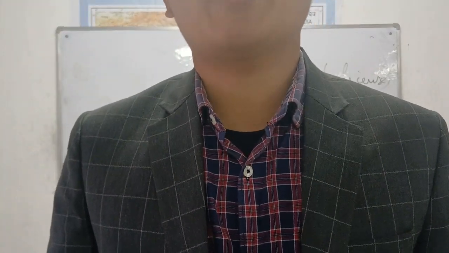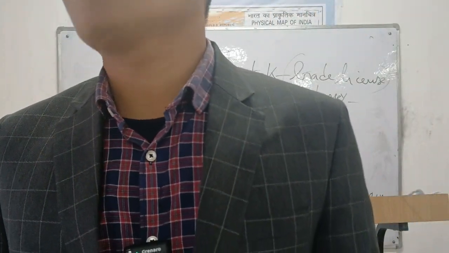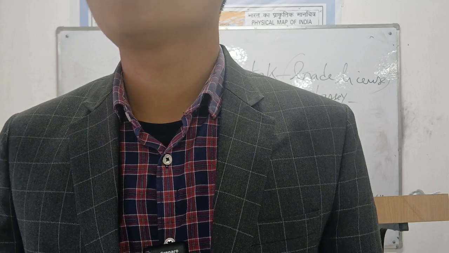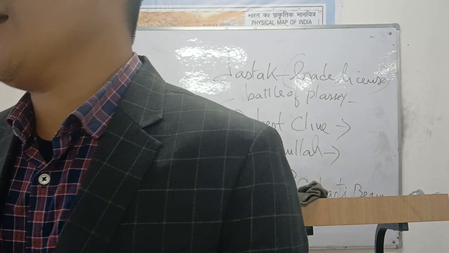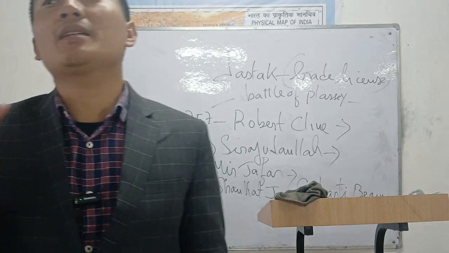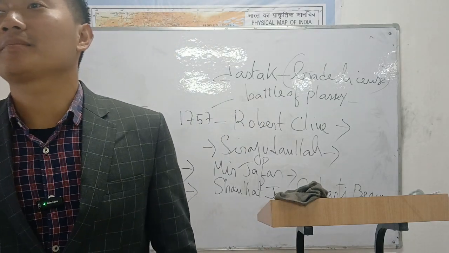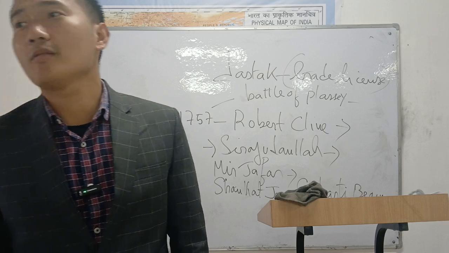And the reason is like this: without the permissions of the ruler, the Nawab, the king of Bengal, Siraj-ud-Dowlah, they tried to misuse the trade license known as the Dastak. Okay. And second is, they tried to fortify, they tried to build the city of Calcutta, without the permissions of the Nawab.